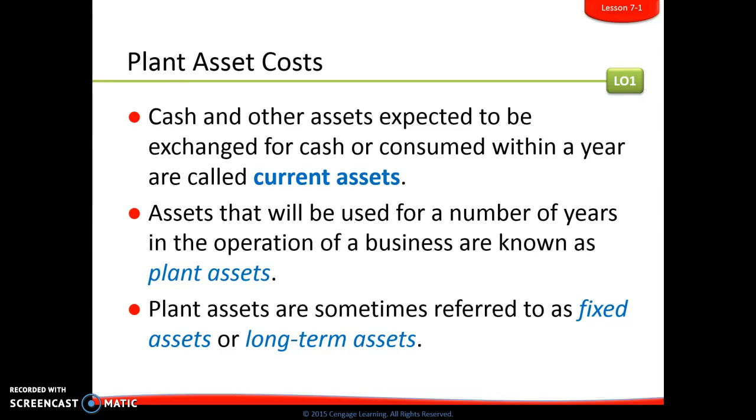Assets that will be used for a number of years in the operation of a business are known as plant assets. So current assets are something that we're going to use up or turn into cash within a year. Plant assets are something that we're going to hold on to for longer than a year. It does say plant assets are sometimes referred to as fixed assets or long-term assets.